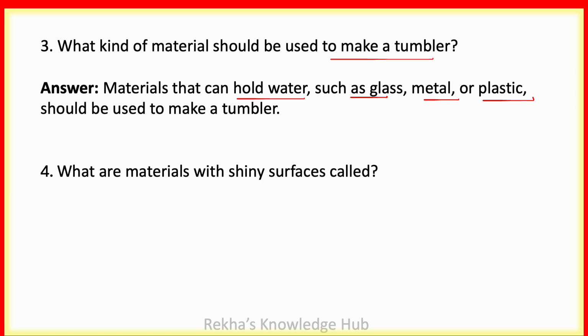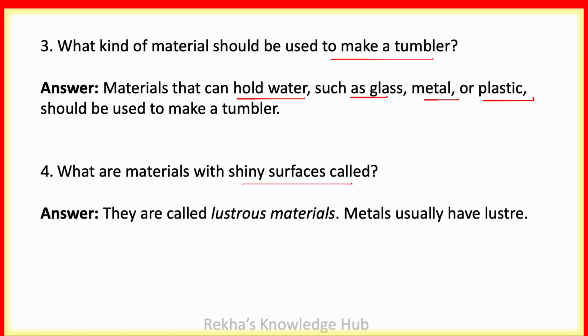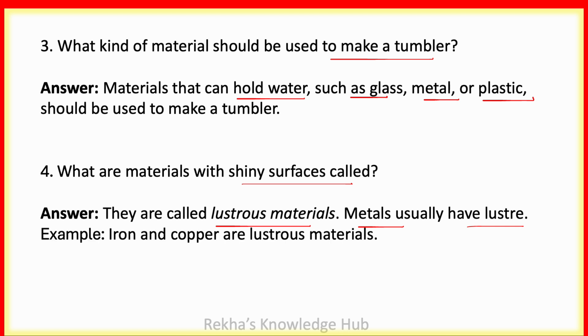Next one, what are materials with shiny surfaces called? They are called lustrous materials. Metals usually have luster. So, what are lustrous materials? Materials with shiny surfaces are called lustrous materials. For example, metals. Metals like iron, copper, zinc, aluminium, gold, etc.